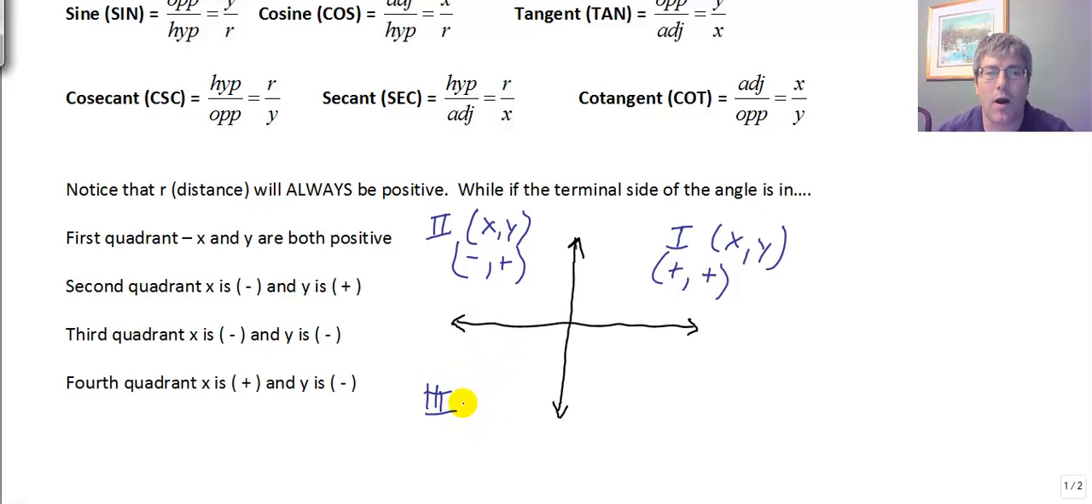In the third quadrant, our ordered pair still is x and y, but x's are negative and y's are negative in the third quadrant. And in the fourth quadrant, x's are positive and y's are negative. So it's going to be important to know when you plot your point which quadrant you're in, if x is negative or positive, and if y is negative or positive.